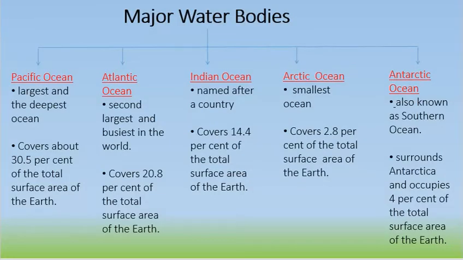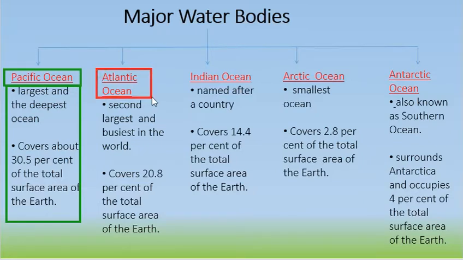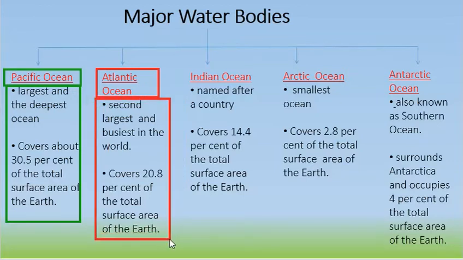Now let us see the major water bodies. First, Pacific Ocean. Pacific Ocean is the largest and the deepest ocean. It covers about 30.5% of the total surface area of the earth. Next, Atlantic Ocean. Atlantic Ocean is the second largest and the busiest in the world. It covers 20.8% of the total surface area of the earth.